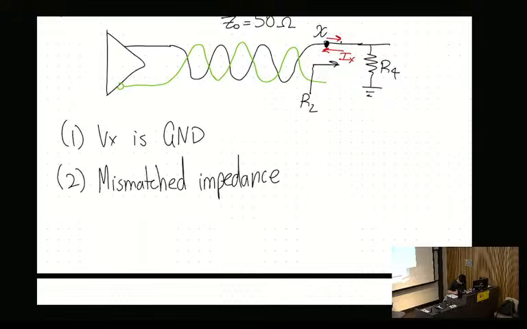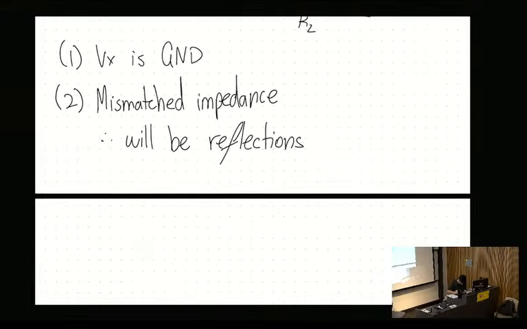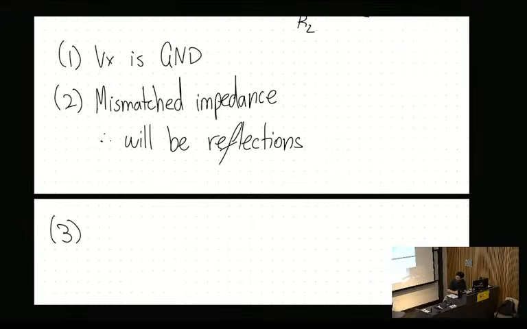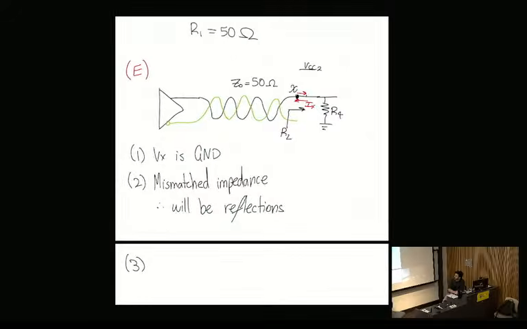Yep. Mismatched impedance, therefore there will be reflections. Okay, cool. And then the third thing, so these are good, but the third and most important point is: what effect does it have on the circuit's operation? That is fundamentally the most important part of failure analysis.